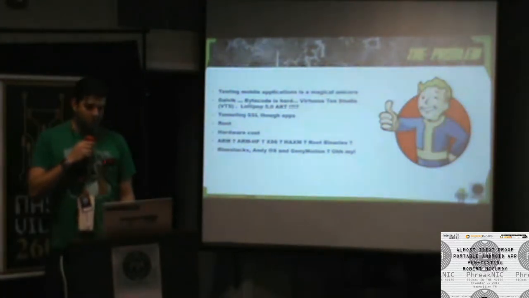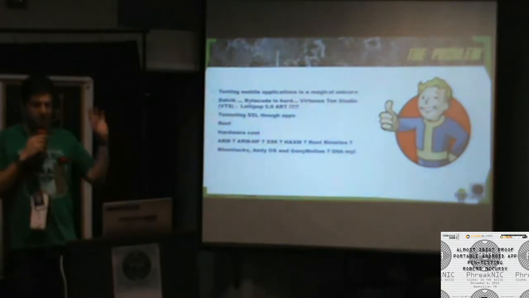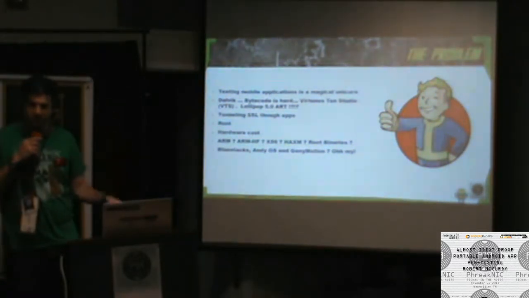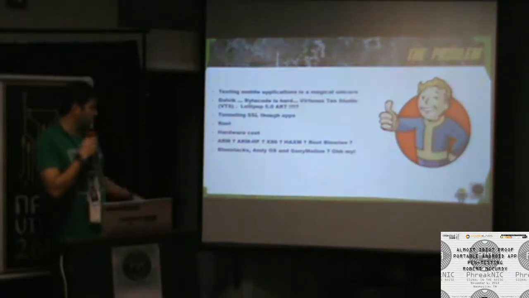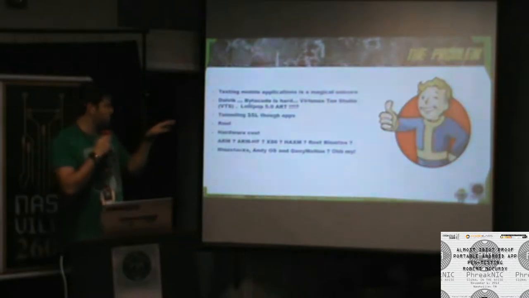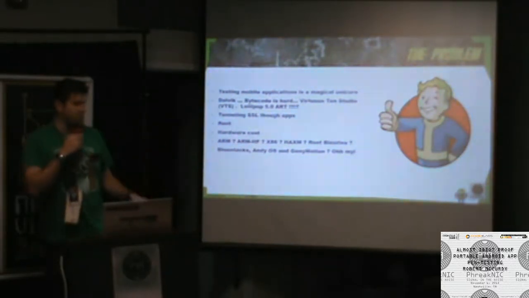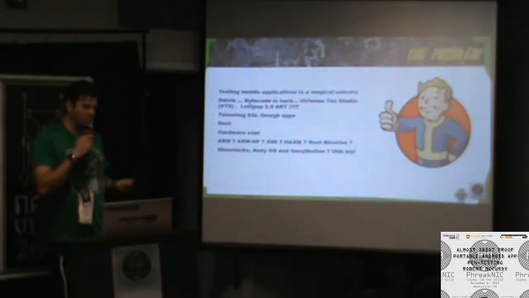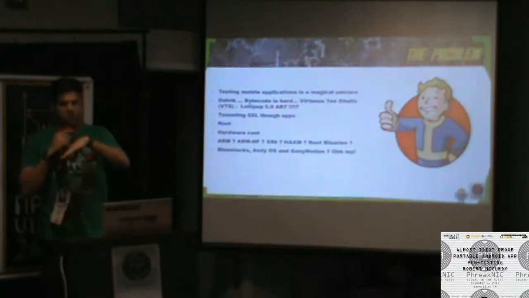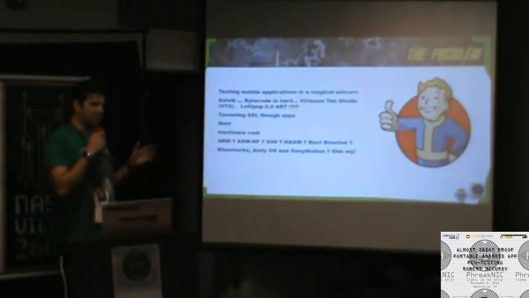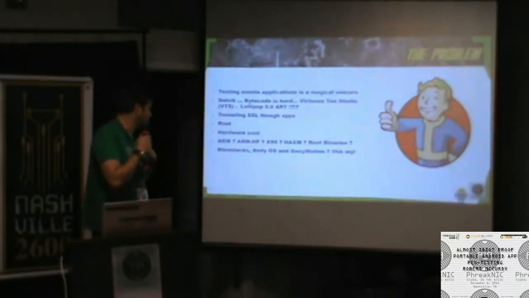Okay. So the problem here is testing mobile applications is apparently still a magical unicorn to some people, myself included in some cases. And then we have the old style Dalvik bytecode, and then we have this new ART, which I haven't even looked at yet, which is for the Lollipop platform. So it's kind of the bytecode around the assembly language, but for the Android device. That complicates things because it's not your standard x86 shenanigans.